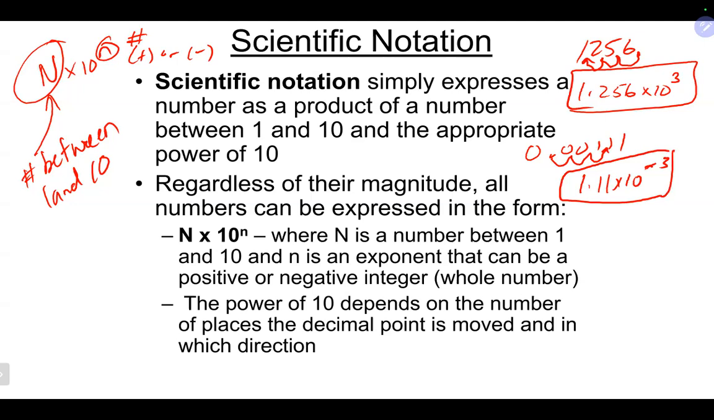As you can see, if you move the decimal point to the left, you have a positive exponent. If you move it to the right, you have a negative exponent. An easier way to remember it as well is if it's a large number, it's a positive exponent. If it's a small number, it should be a negative exponent. And you do need a coefficient to get a number between 1 and 10.